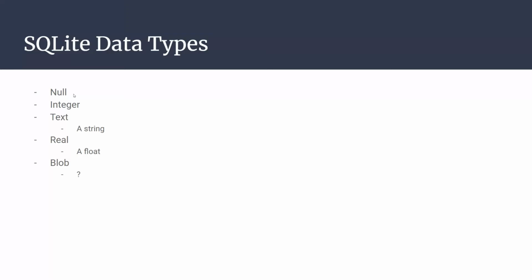Now there's 5 data types. We've already covered a few of these, right? A null variable is not empty, it is null. It's slightly different. An integer, which is just a number that doesn't have a decimal. Text is really just a string, so think of it like a string in PHP. A real is really just a float. So think of it just like a float in PHP.